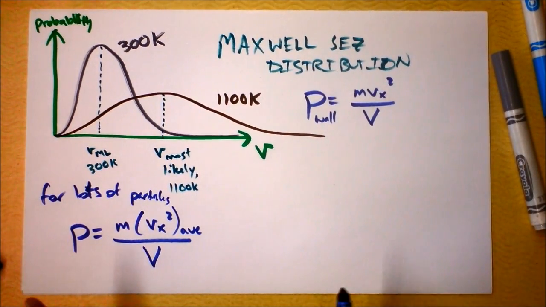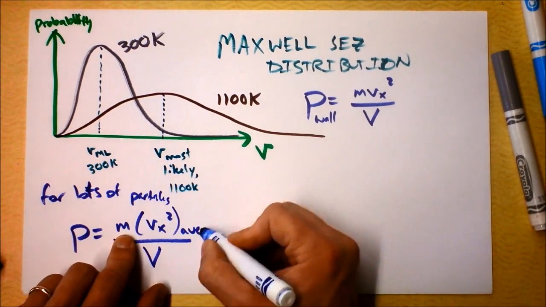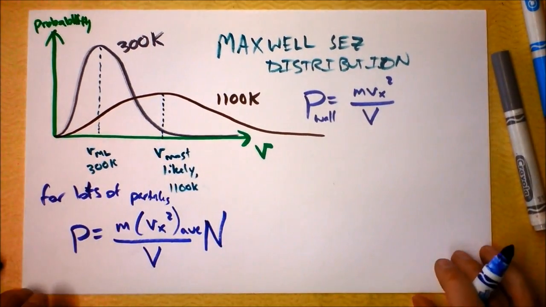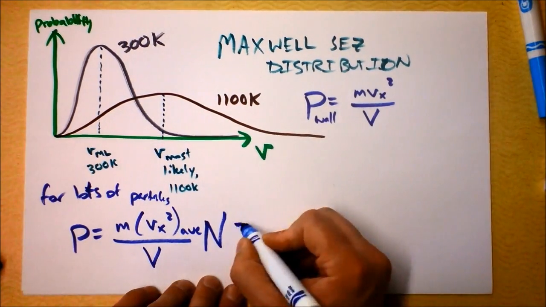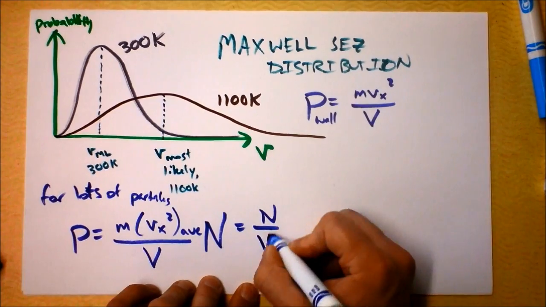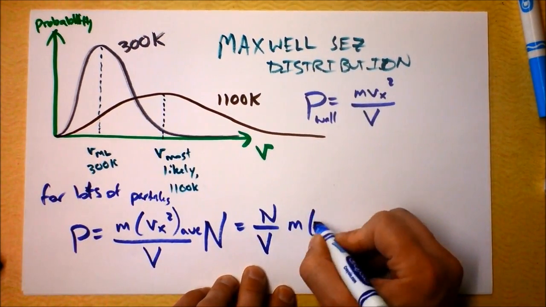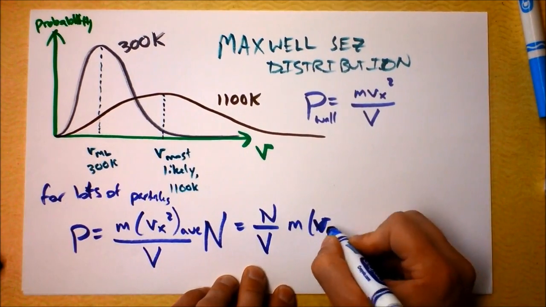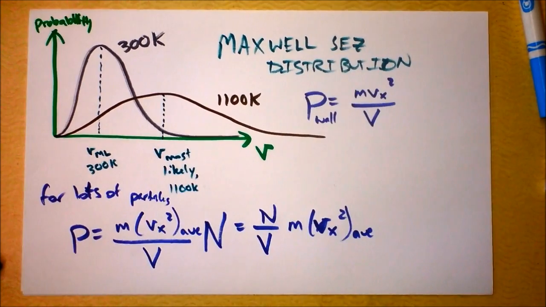But my next point is to say, if we have lots of particles, we can't just say the mass of one of them. We need to multiply that by capital N, the number of the particles. And capital N will be a very large number. I'm just going to write this slightly differently. I'm going to pull out N over V and then say I need to multiply that by Vx square average. And I hope that's all right with you.